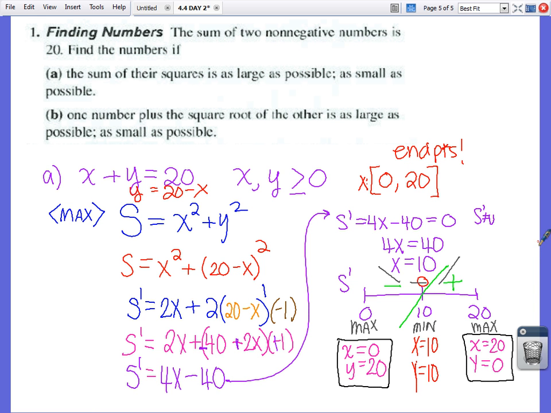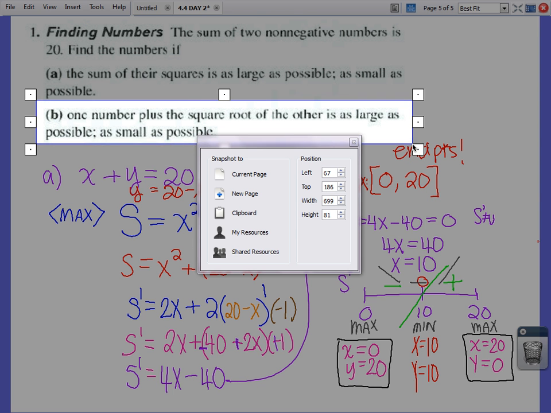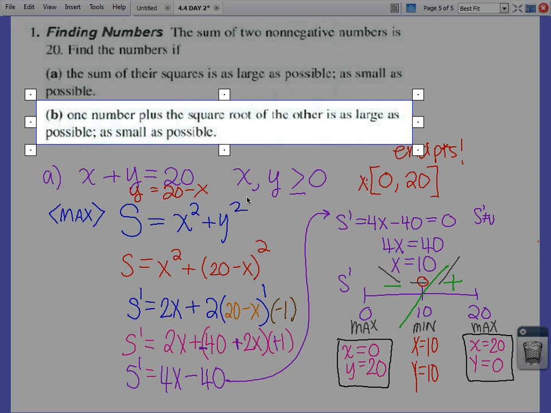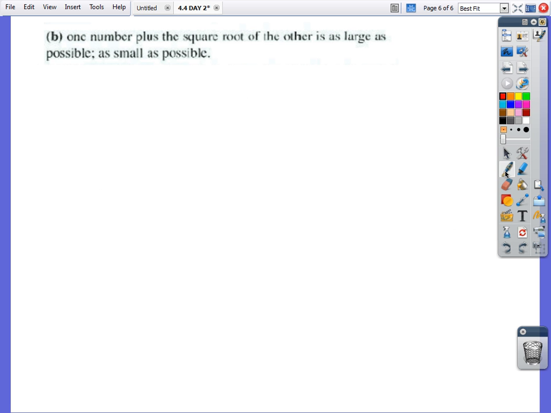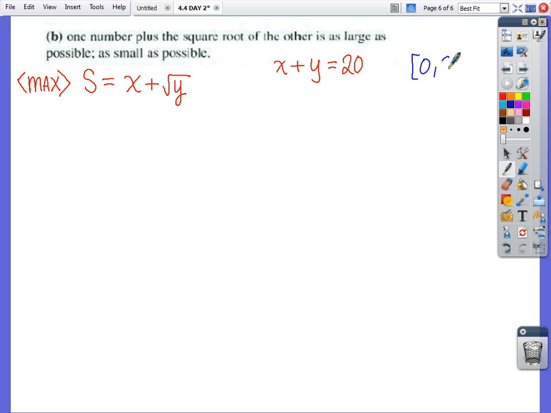Now part B, we can go on. It says one number plus the square root of the other number. So we're going to add, so I'll just call this function S. One number plus the square root of the other number is as large as possible. All right, so what do we get? We had in the beginning that the two numbers summed up to 20. We know that we have endpoints because the largest and smallest numbers they could be in general are 0 to 20.